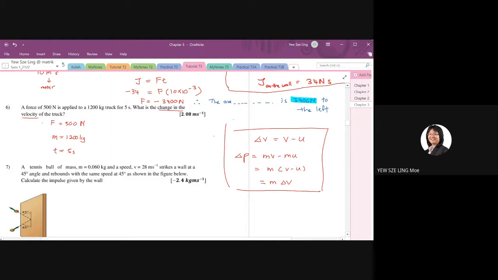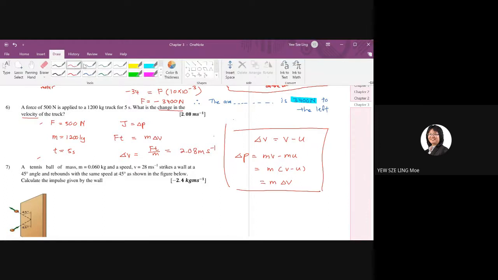Now you have F, you have t. It means we are going to apply the impulse-momentum theorem. So J equals delta P and J equals Ft. Delta P, according to my derivation just now, is m delta v. So delta v is the thing that I want. Therefore, delta v equals Ft over m, which equals 2.08 m s^-1. So this is how we solve question number 6.